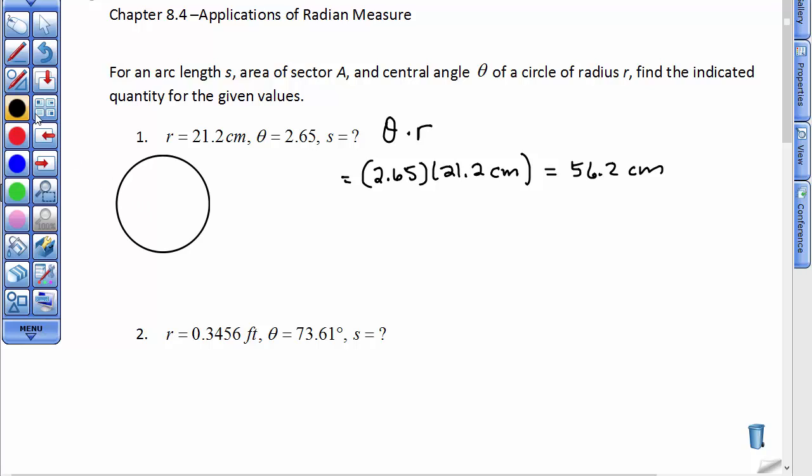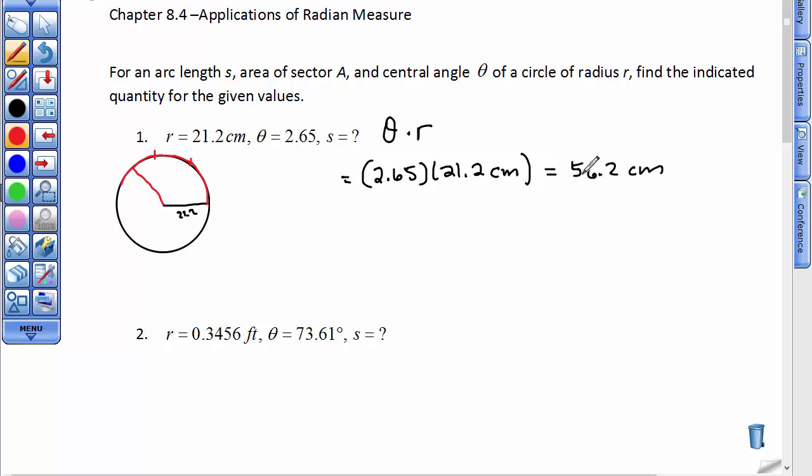whose radius is 21.2. So this is 21.2, but you're passing through an angle of 2.65. Struggling to get the colors I want. So 1 radii, 2 radii, here's 3, so about right there. So you got the length of this arc when this was 21.2. Here's 21.2, here's another 21.2, and here's a little portion of it, 65% of it. And so a total of 56.